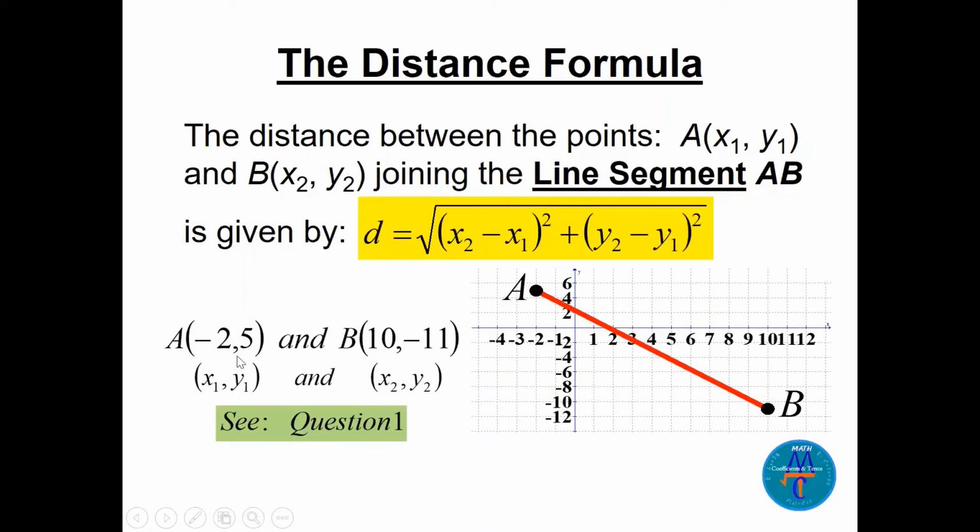Now, since I give you 2 points here, A and B, you can take A as (x1, y1), the first point, and B as (x2, y2). You can also take B as (x1, y1), and A as (x2, y2). You can do that because you are squaring the quantity, then adding, and then taking the square root. You can see the answer here, the distance between A and B. You can try it now if you like. You can see that in question number 1.